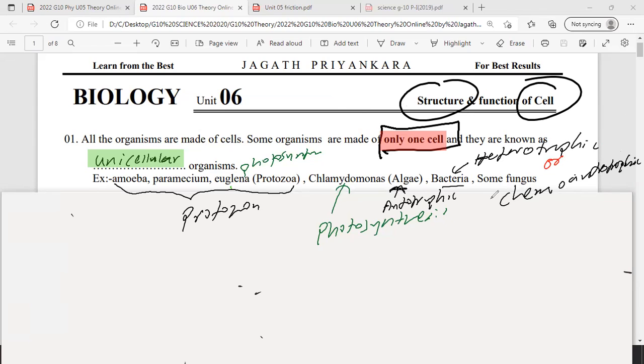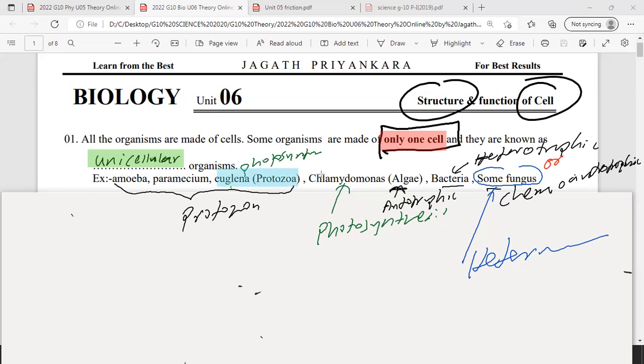Chemoautotrophic, right? Fungus is actually heterotrophic. All fungi are heterotrophic. Any fungus is heterotrophic. They cannot produce their own food. Heterotrophic. So out of the two, I'll highlight with green, or I'll highlight with blue.